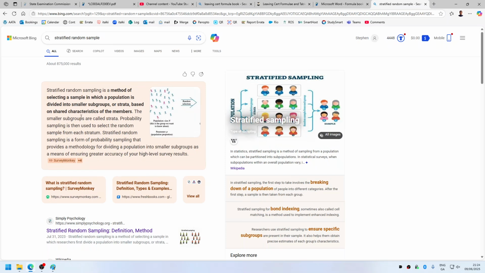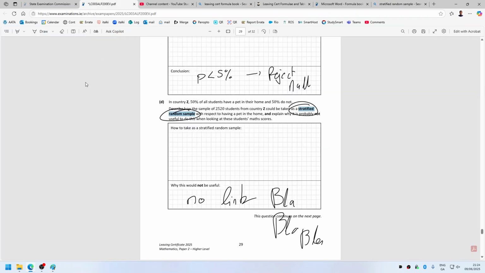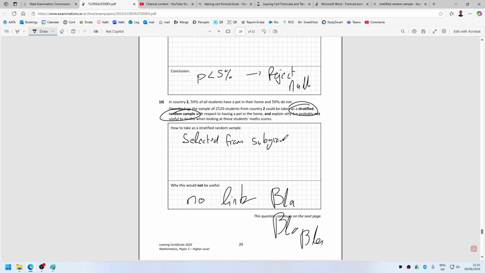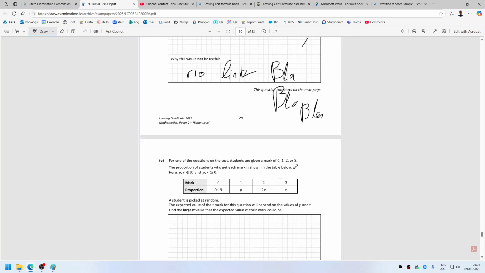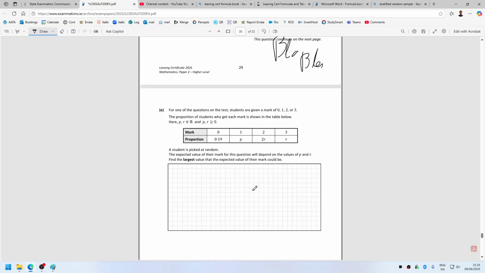Smaller subgroups. Oh yeah, strata. Shared characteristics. Yeah. So it is kind of like quota one. I don't know. Whatever. Put people into subgroups and select from subgroups of a desired trait randomly. I don't really want to write anything. This bores me. Let's just do the last question and get out of here.